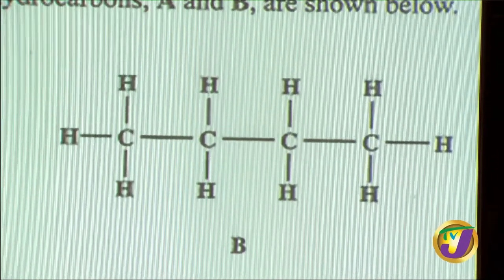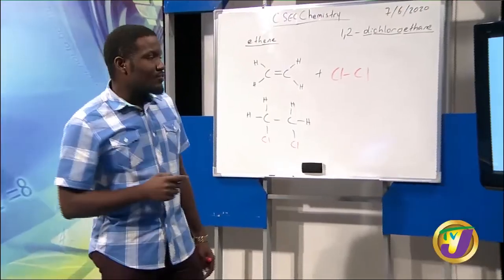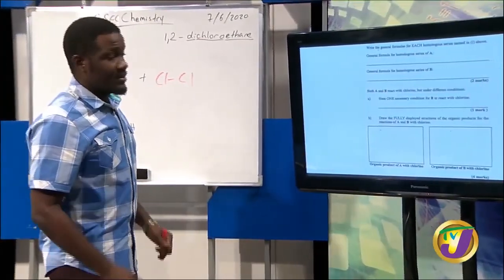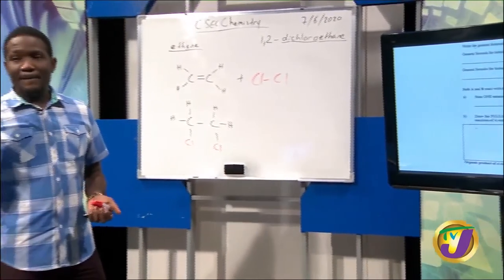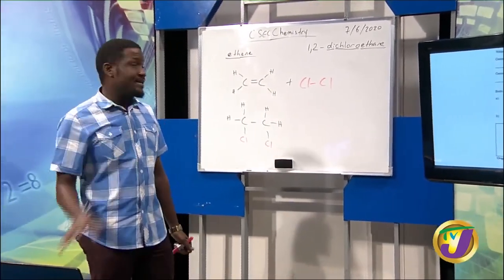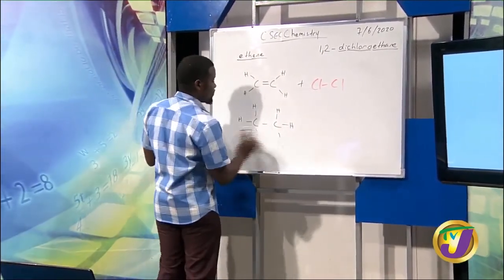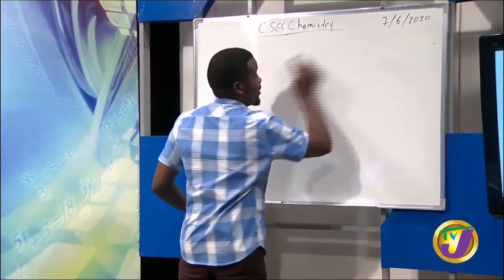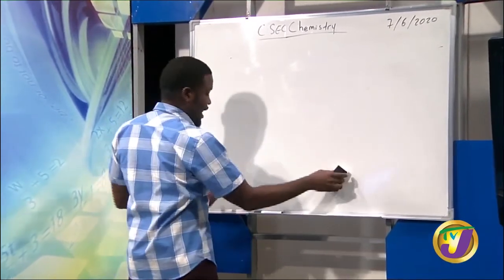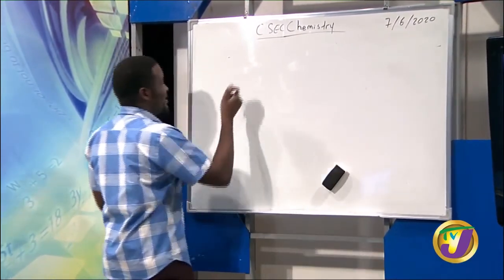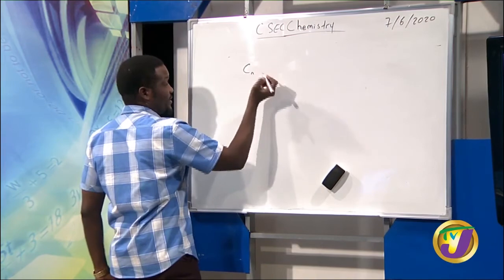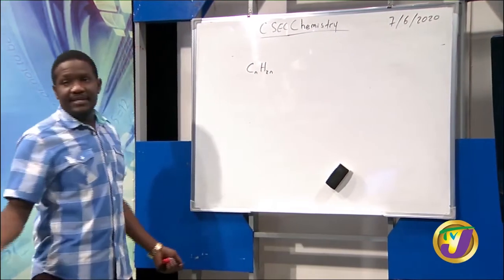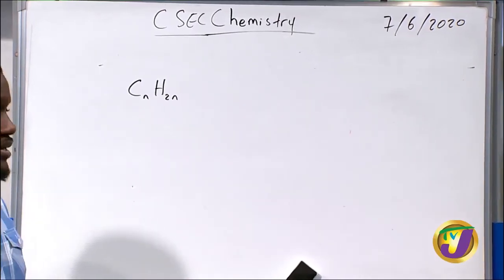Very good. All right. So the next thing we're going to move on to is the general formula for B. All right. The general formula for A would be the alkenes. So if we remember from lesson 1, the general formula for alkenes would be CnH2n. Easy, easy, easy, easy, 1 mark.